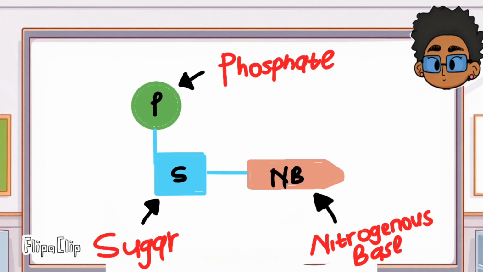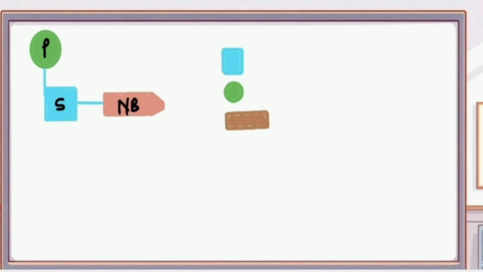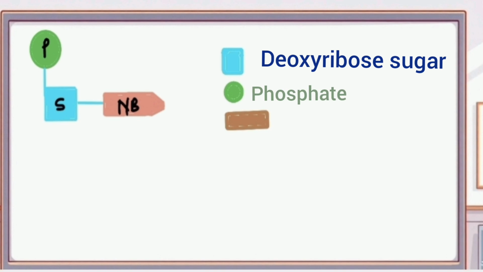We learned that the nucleotide has three parts: the phosphate, the sugar, and the nitrogenous base. Well, for DNA, the sugar is actually called deoxyribose sugar. The phosphate, they're the same, we just call it the phosphate. The nitrogenous base, we have two groups of nitrogenous bases. We have the purines and the pyrimidines.